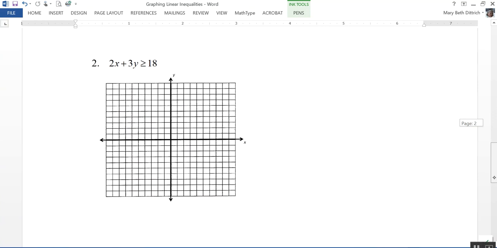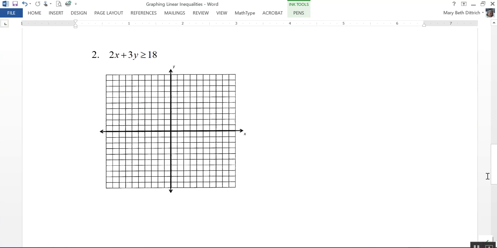And let's try this one here: 2x plus 3y is greater than or equal to 18. In order to graph this, I want to put it into slope-intercept form. So I'm going to subtract 2x on both sides. Oops, I was making that an equation. Let's keep it an inequality. 3y is greater than or equal to negative 2x plus 18. And then dividing everything by 3, and notice I'm dividing by a positive 3, so I don't have to worry about flipping my inequality. y is greater than or equal to negative 2/3 x plus 6.